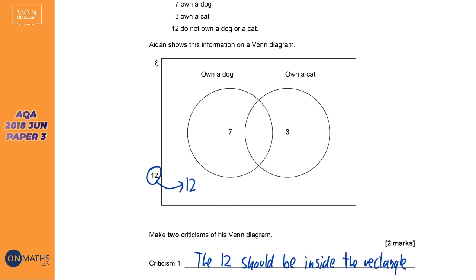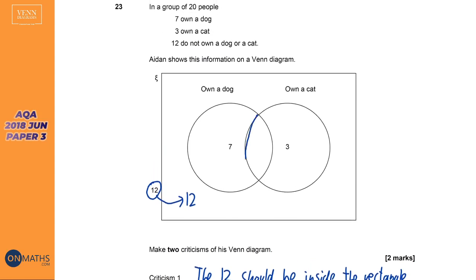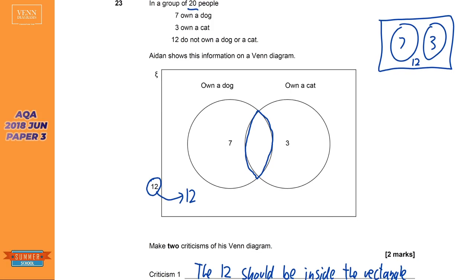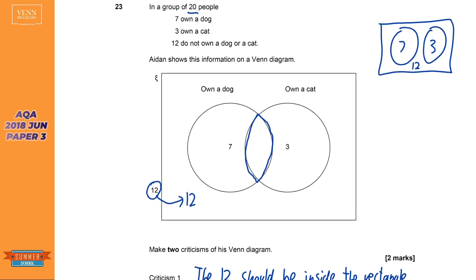The next thing that jumps out is that there's nothing in this overlap here. Now, you do sometimes get Venn diagrams that don't have an overlap, but then you would draw them without an overlap like that, and have 7, 3, and 12. But what's odd about this question is that when you add up the numbers, they add up to 22, but there's only 20 people. So we know that there must be an overlap.